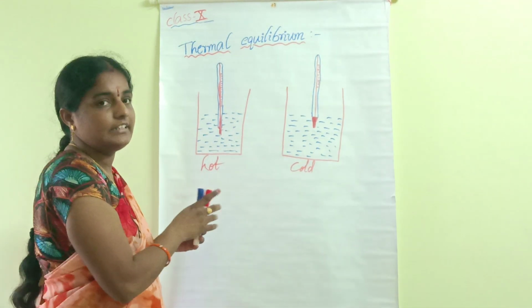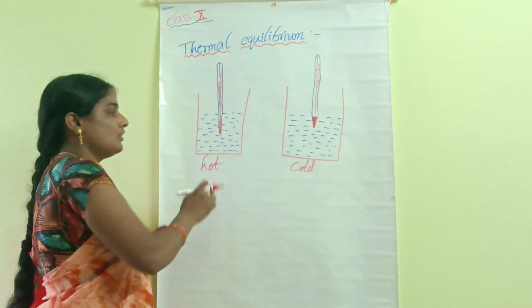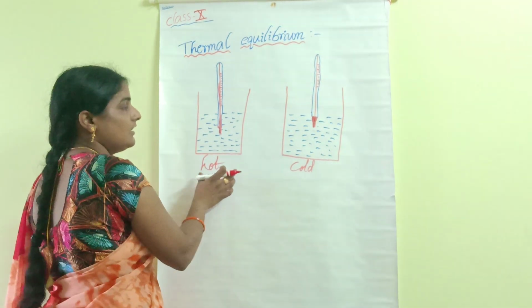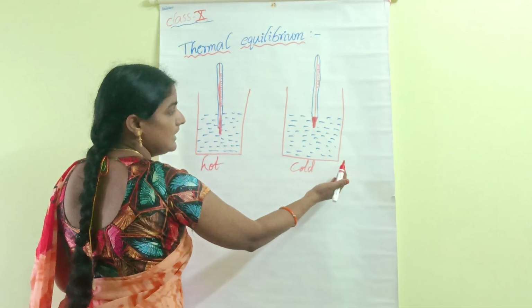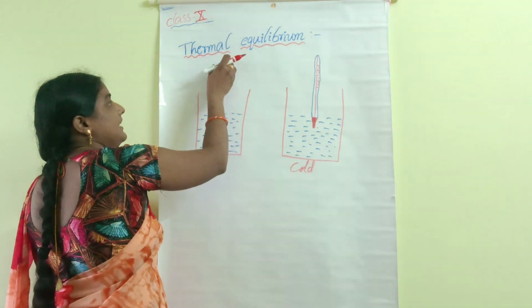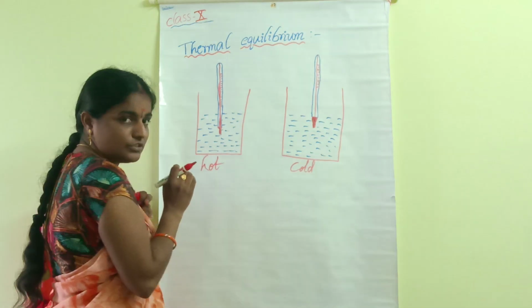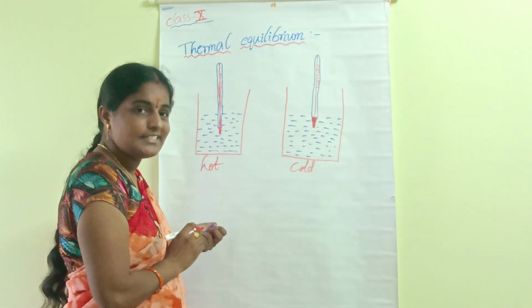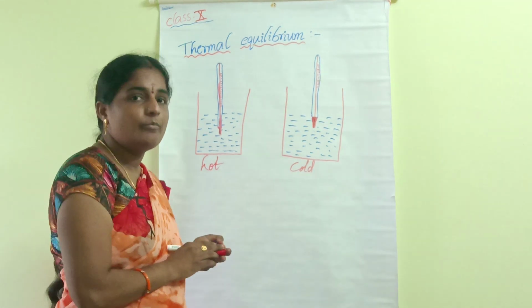Now for that there is a small activity. In that activity we have to take two glass tumblers. One glass tumbler we have to fill with hot water and the other glass tumbler with cold water. Later we take a laboratory thermometer. As you know, a thermometer is an instrument used to measure the temperature of a body.